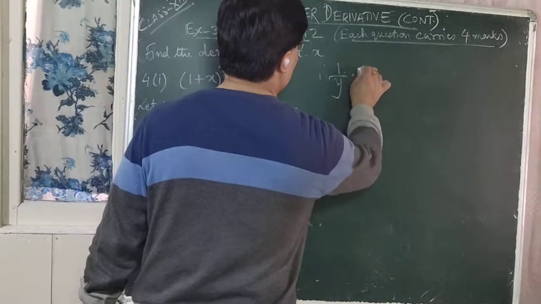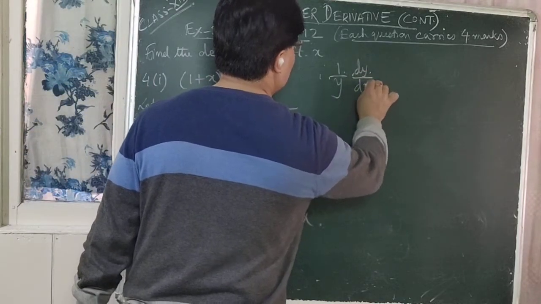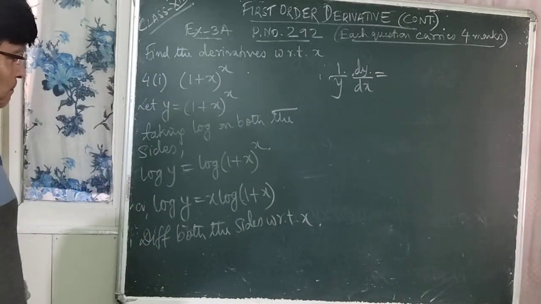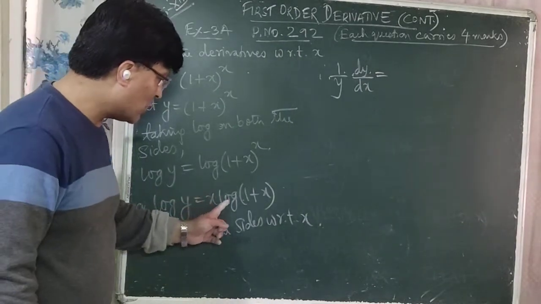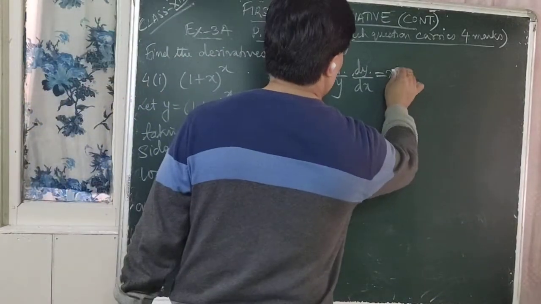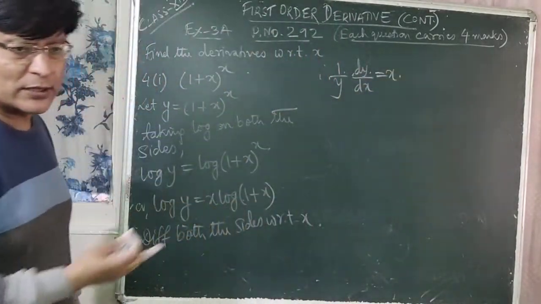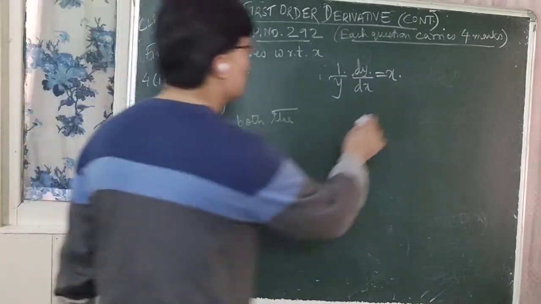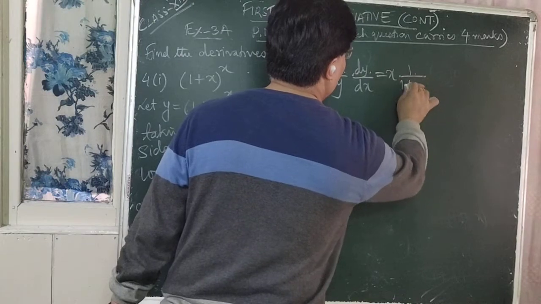So it is dy by dx, which is equal to, now on the right hand side, x into log of 1 plus x is there. You have to use UV rule, you know that, isn't it? x is kept as it is. What is the differentiation of log of 1 plus x? You should take it as log x. What is the differentiation of log x? It is 1 upon x.